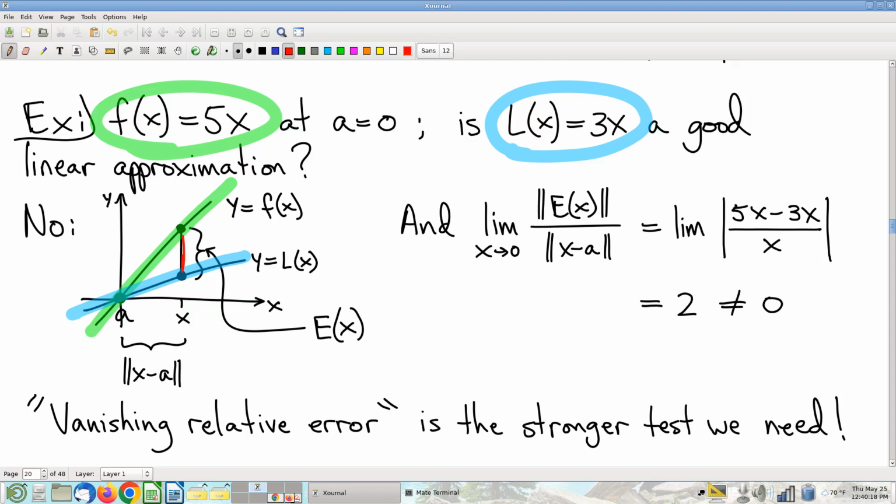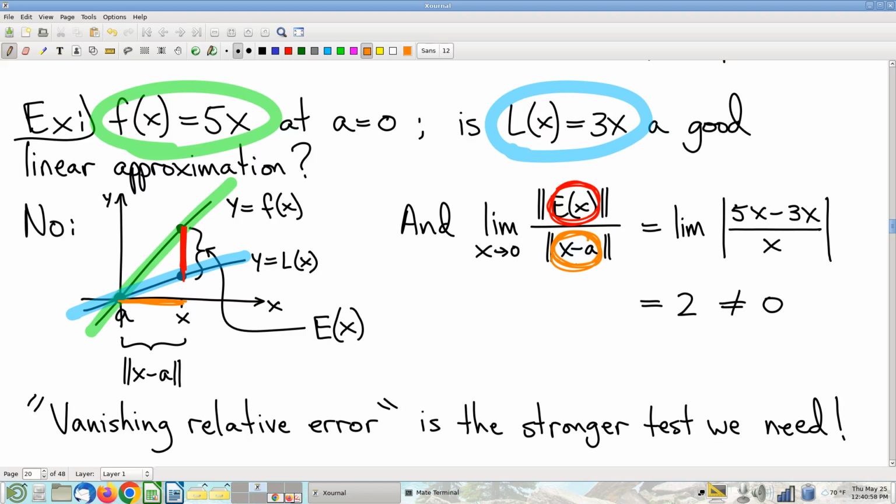Here's our error, just as it was before. But now, per the definition of relative error up there, I'm going to divide by how far I am away from the base point. And as x approaches a, not only do I want the error to approach 0, I want the error, even in comparison to the disappearing horizontal distance from x to a, even in comparison to that, I want this fraction to approach 0.